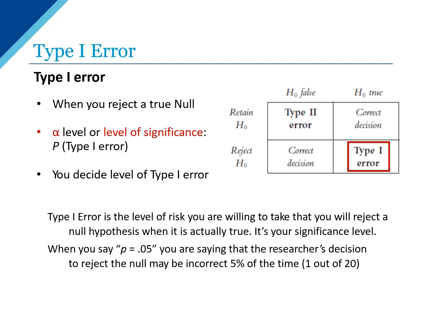Type 1 error is the level of risk you're willing to take that you will reject a null hypothesis when it is actually true. It's your significance level. When you say p equals 0.05, you're saying that the researcher's decision to reject the null might be incorrect 5% of the time.